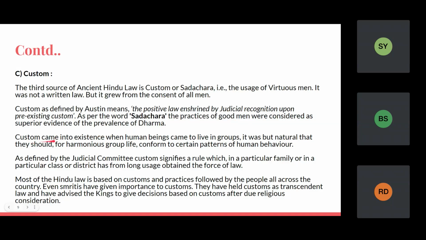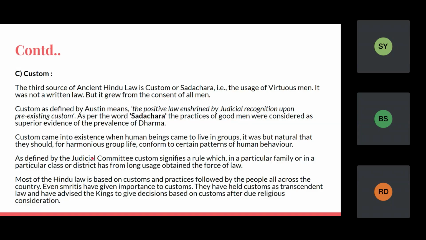So custom came into existence when human beings came to live in groups. It was but natural that they should, for harmonious group life, conform to certain patterns of human behavior. So when human beings started to live in groups, only then did customs come into the picture. There were defined patterns of human behavior: what one person is supposed to do in living in that particular community, and what he is not supposed to do, has to do with the custom.